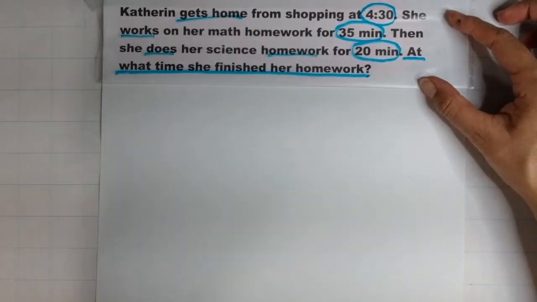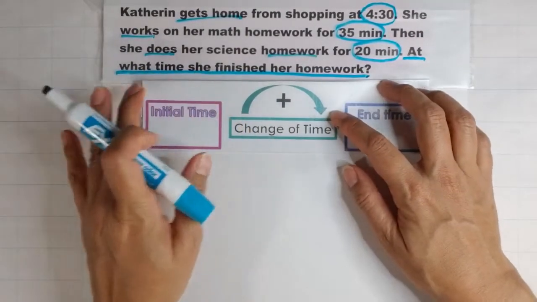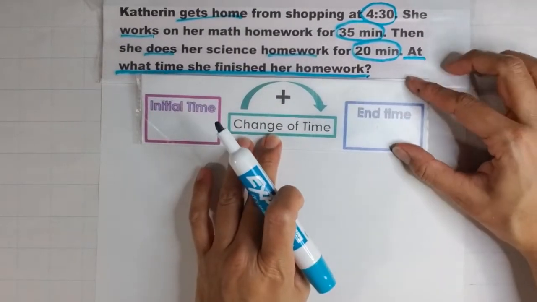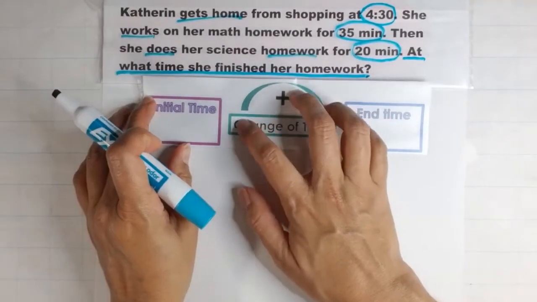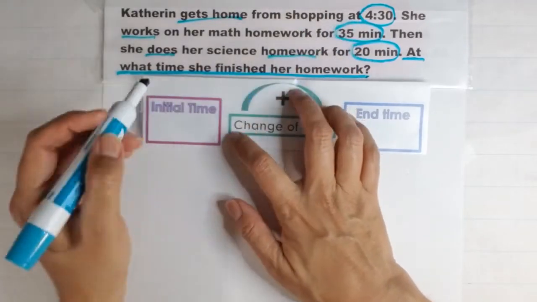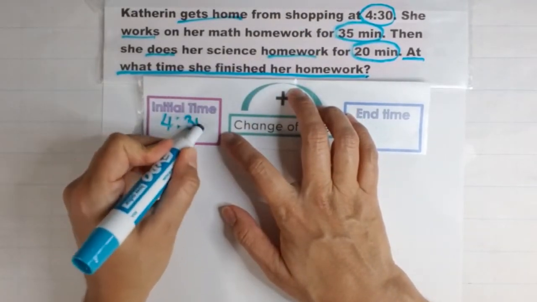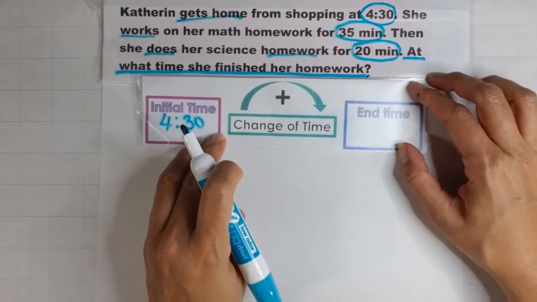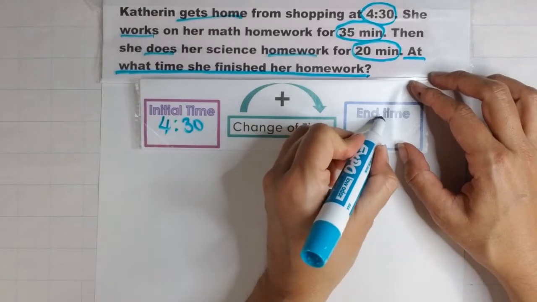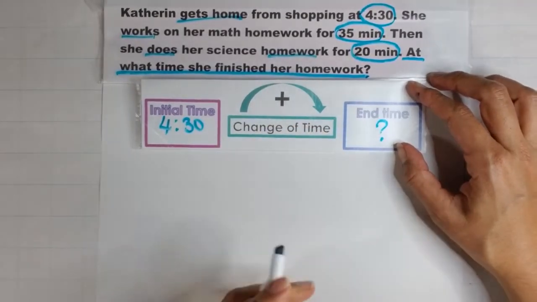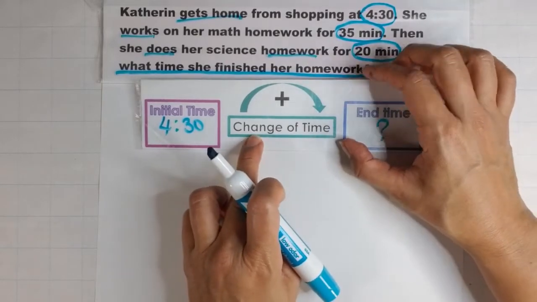So the next step is for us to figure out the initial time, if we have one, the change of time, and the ending time. In this case, the initial time is when she came back from shopping, which is 4:30. So let's write it down in this box, 4:30. Now, if you notice, the question says at what time she finished her homework. That means we don't know the ending time, so we're going to put a question mark there because we don't know it.